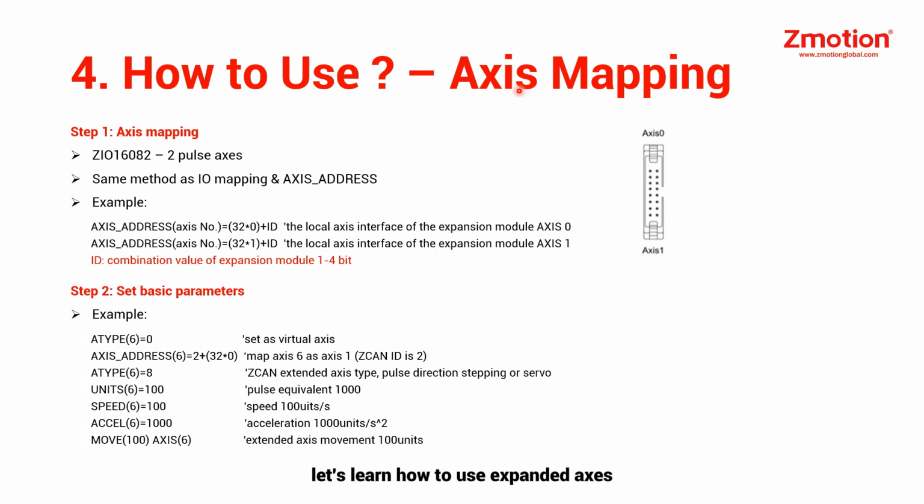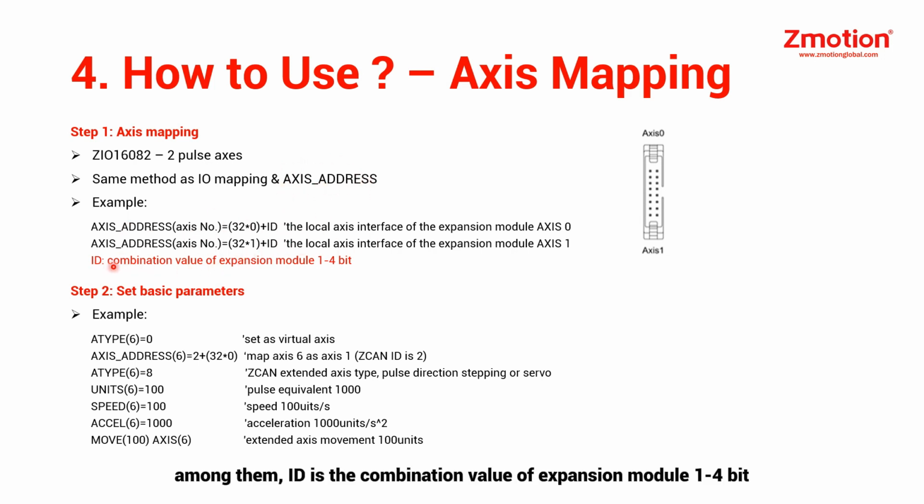Let's learn how to use expanded axes. Before that, do axis mapping. For the CAN bus expansion module, using ZIO16082, it can expand two pulse axes. As we mentioned before, axis mapping and I/O mapping use the same method. And also it uses the AXIS_ADDRESS command. And this shows the mapping rule.